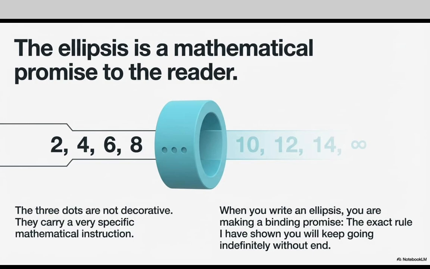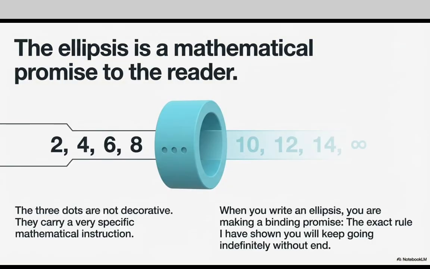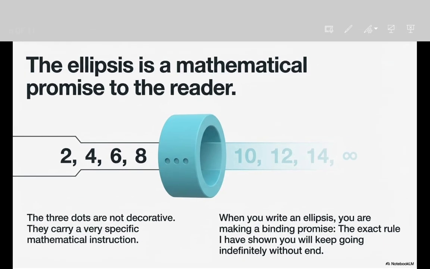So this is a mathematical demonstration of the ellipsis sign. The symbol demonstrates that it moves on. So the three dots are non-decorative. They carry a specific mathematical instruction. So we write three dots to demonstrate that the sequence travels on.